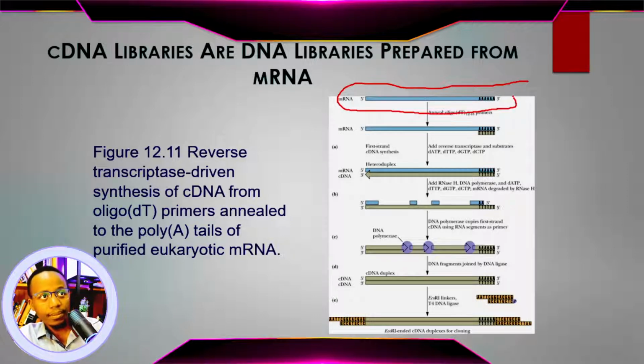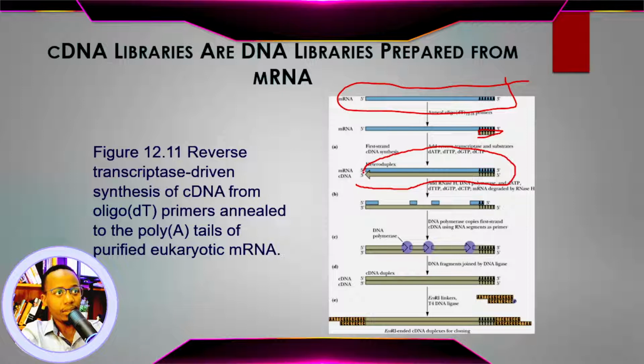All right. And then you synthesize the first strand. And then you have elongation here. All right. And then here you can even add DNA polymerase. So it's not just reverse transcriptase.